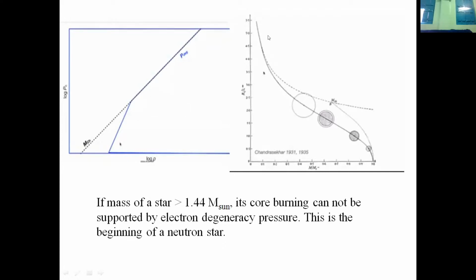Now, on the right side, you can see the radius-mass relation, where radius and masses are normalized here. As the mass of the white dwarf increases, you can see the radius slowly decreases. And when the mass reaches 1.4 times solar mass, that is this point, the white dwarf slowly collapses. This is the beginning of a neutron star.